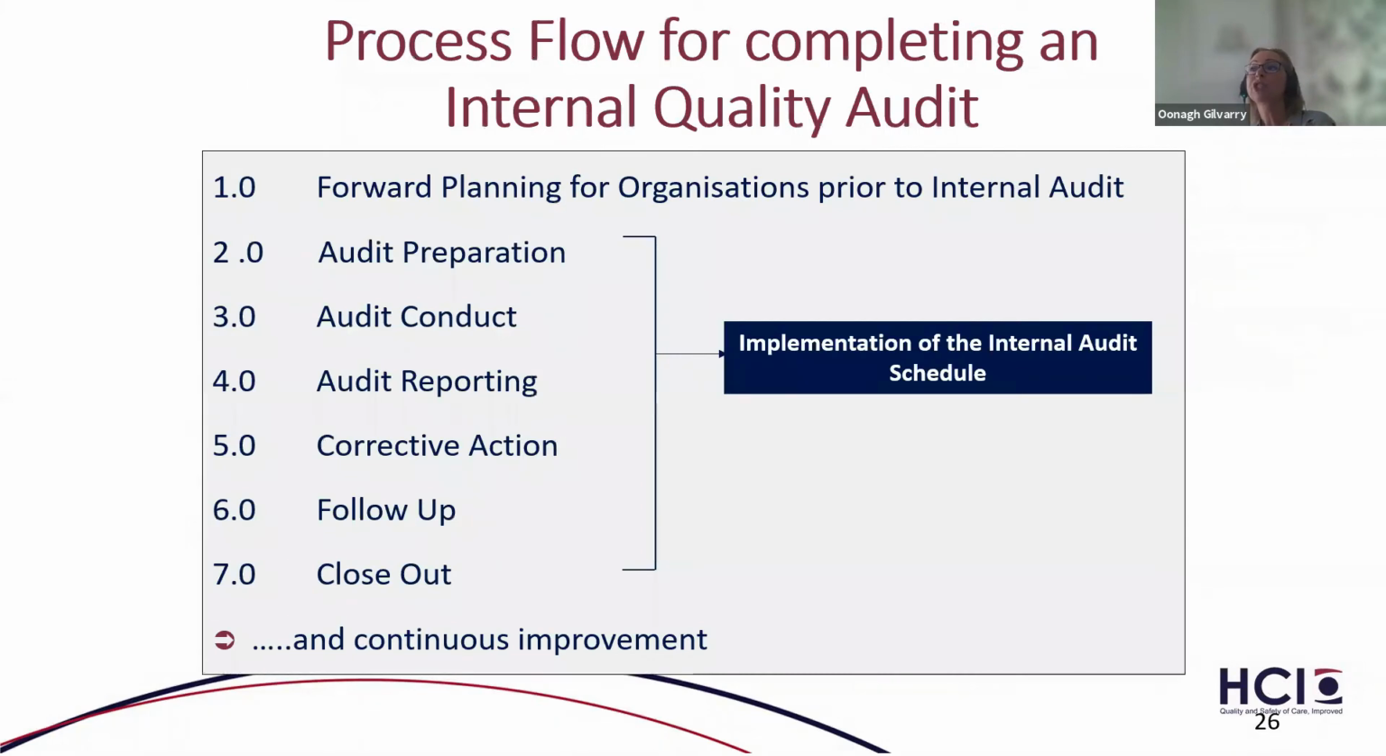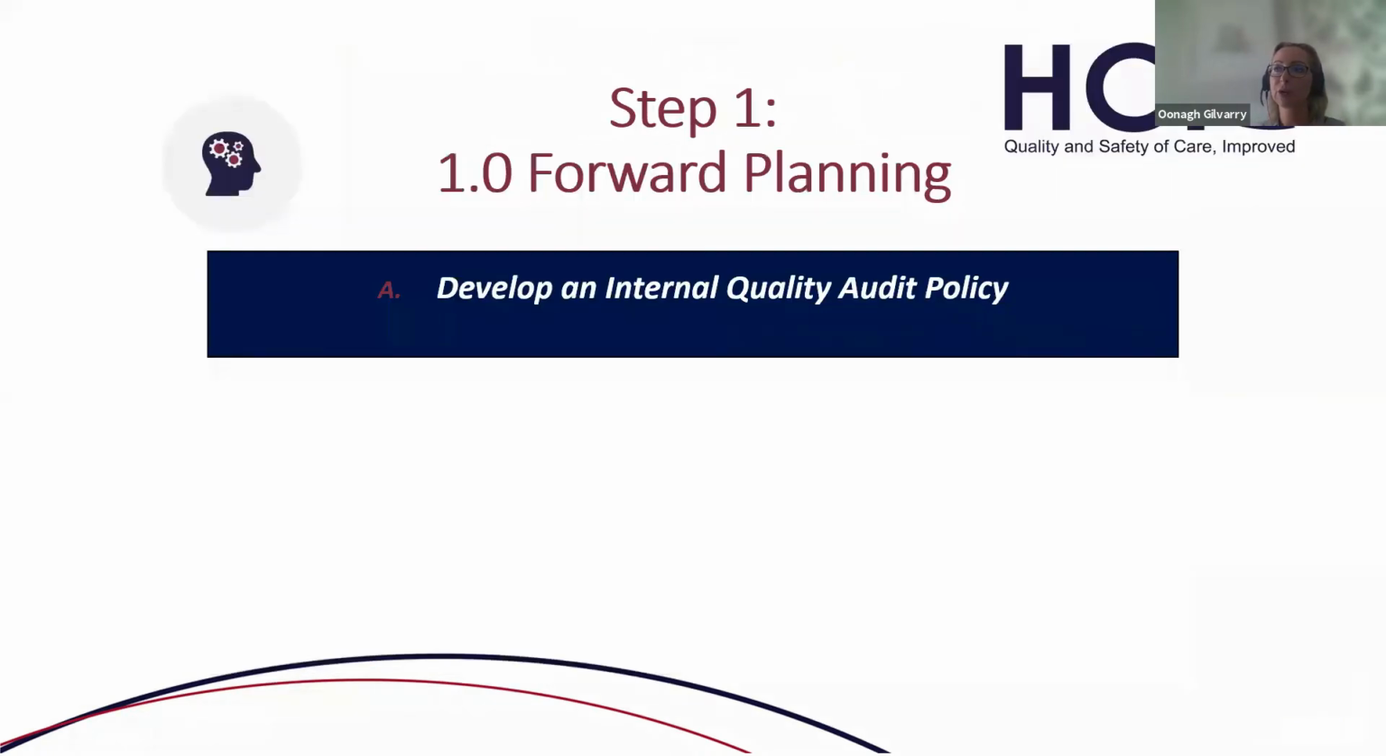Okay, so in relation to the process flow and how we do our audit, we're looking at this very quickly. Forward planning, prep for audit. Probably the most important element is in relation to our audit prep. We're going to look at conducting, reporting, doing our actions, our follow-up and closeout, and we're just going to look at these briefly.